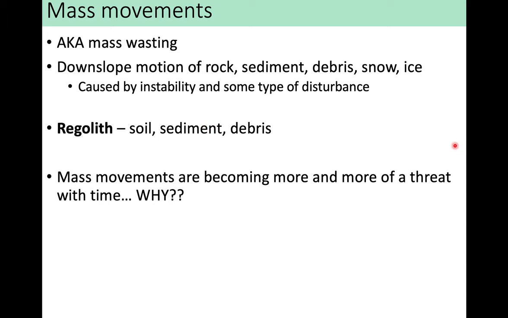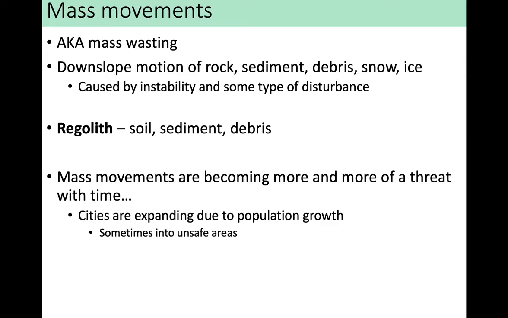So something important to recognize about mass movements is that they're becoming more and more of a threat over time to us. So for humans, for towns, for cities, for our safety, mass movements are becoming worse and worse in terms of potential danger. And the main reason for that is because of our population growth.